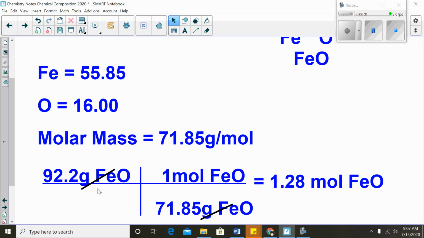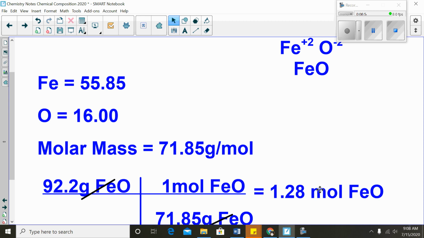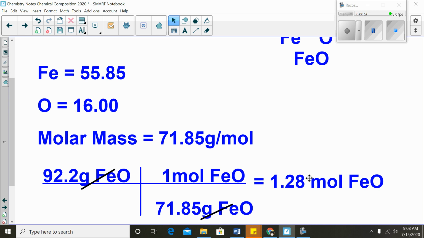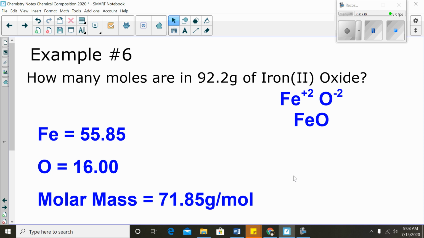Now to solve this, 92.2 times 1 divided by 71.85. Now my answer is 1.28 moles of iron 2 oxide. So why do I have 1.28? Why did I round it this way? To match the significant figures of what I started with.